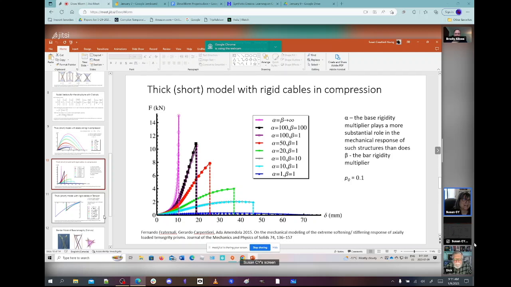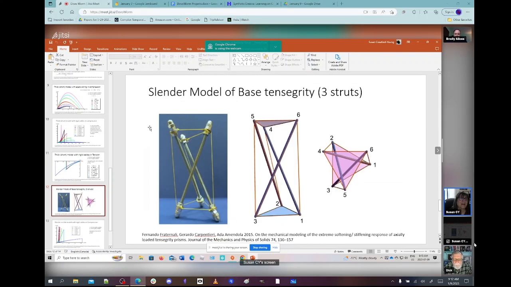And then this is the tall model, and they actually made them. This is one way to make a tensegrity structure, kind of nice. By showing this, they show you how you could do it yourself.